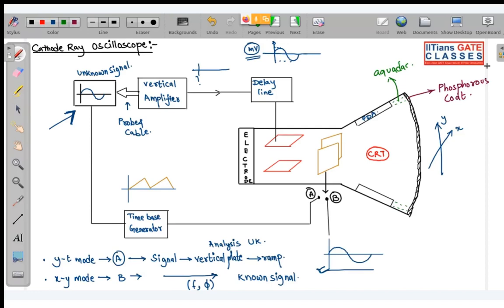Next point, delay line is only used in YT mode of operation. Next point, delay line is not used in XY mode of operation.